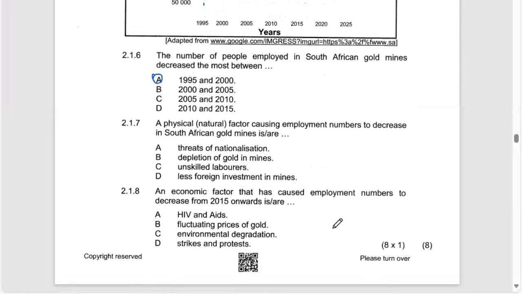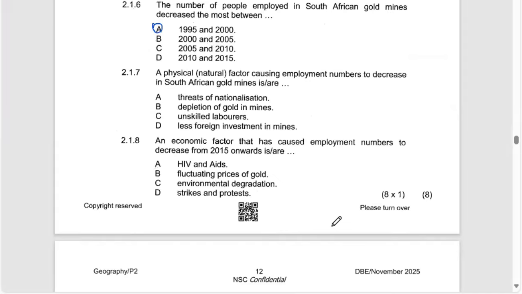Right, taking to the next question, a physical or natural factor causing employment numbers to decrease in South Africa. We are looking at a natural factor. The physical, or natural, factor that is causing a decline here is the depletion of gold in mines. We understand that gold is a non-renewable resource, and the more we extract, the more it gets depleted. So it means the mines are no longer having the same reserves as they used to have in the olden days. So for the same reason, they must also downsize their workforce.